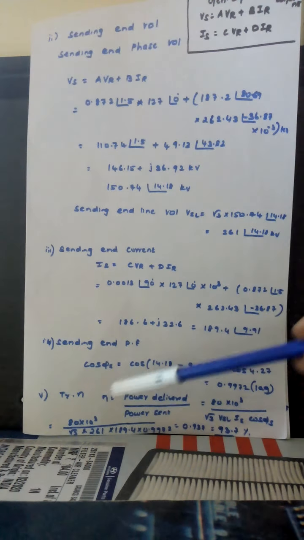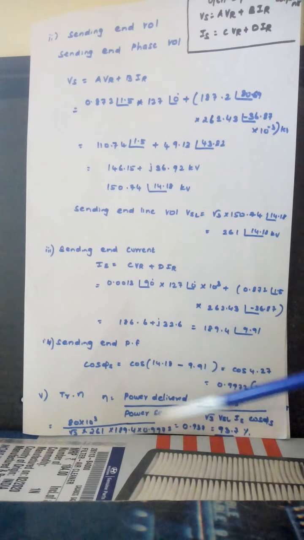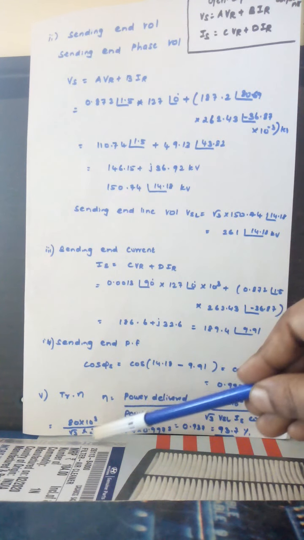Next one we have to find out the transmission efficiency, that is power delivered divided by power sent. So power delivered, they given it is 80 into 10 to the power of 3, divided by Vs Is into cos phi s. So here it is root 3 into line voltage, it is 261.